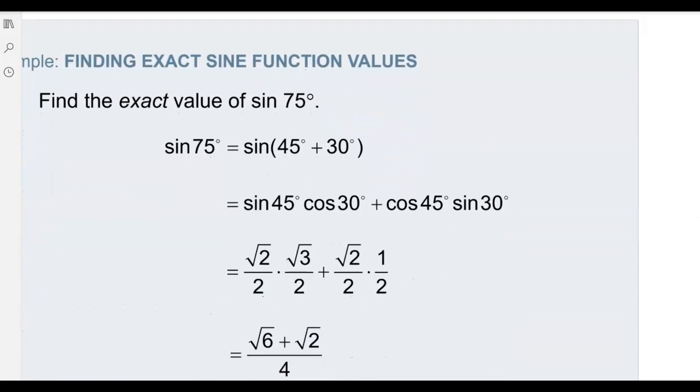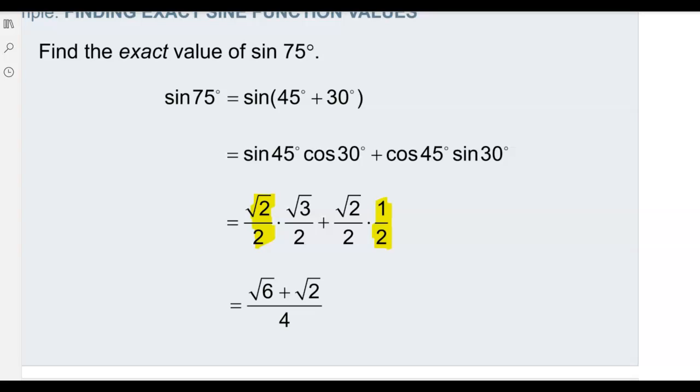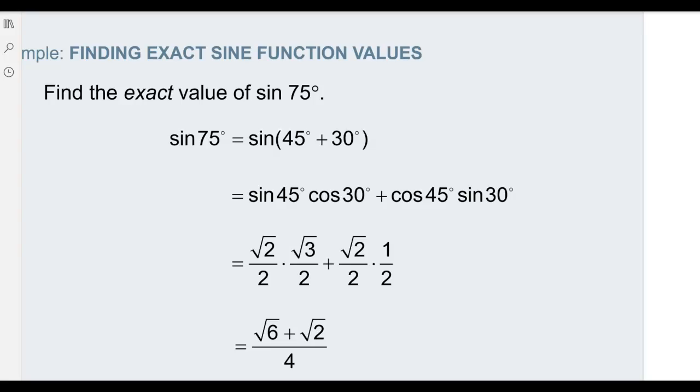If we want to find the sine of 75 degrees, it looks like we can take 45 degrees and 30 degrees and add them together. This is plugging just the different components into the formula and then extracting the values from the unit circle. This is the sine of 45 degrees. This is the sine of 30 degrees, and so on. And then multiplying across to get a final answer. Again, you can go to your calculator and you can type in sine of 75 degrees, and it'll give you this answer of root 6 plus root 2 over 4.